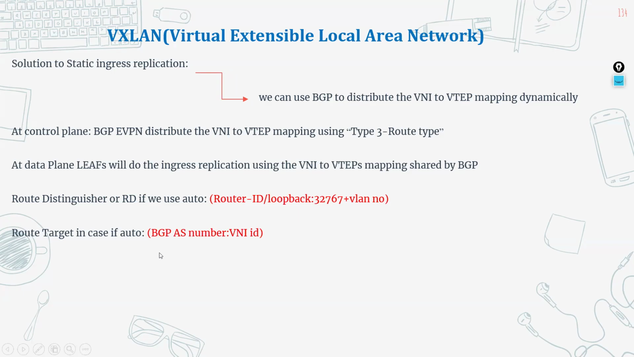Likewise, for route target, if you're using the auto option, the value will be the BGP AS number and the VNI ID. Let's say the BGP AS number is 57391 and the VNI ID is 10.10.10. So your route target will be 57391:10.10.10. Okay, that's for VLAN 10.